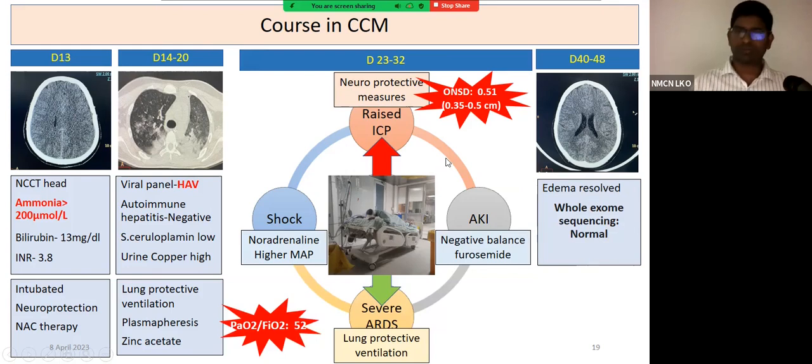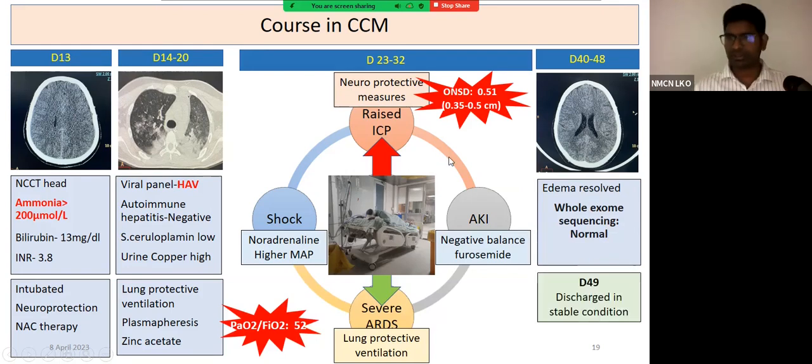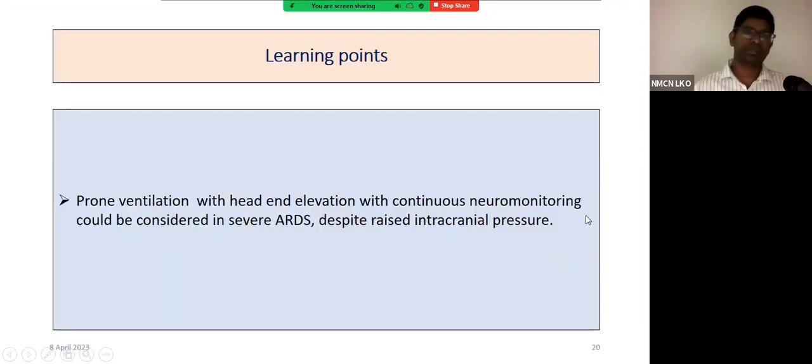Other organ supports also decreased, and the patient was discharged in stable condition on day 49. During the follow-up, whole exome sequencing showed no abnormality detected for Wilson's disease. The learning point from this case was that prone ventilation with head end elevation with continuous neuromonitoring could be considered in severe ARDS despite raised intracranial pressure.